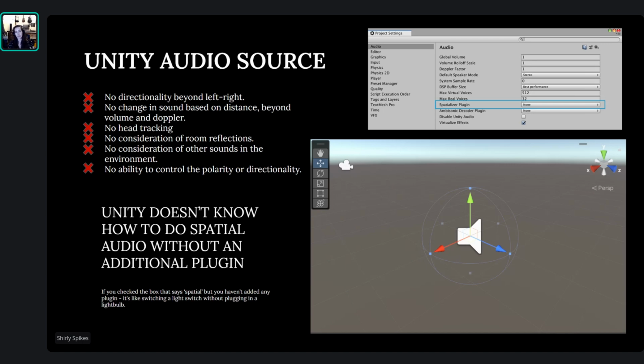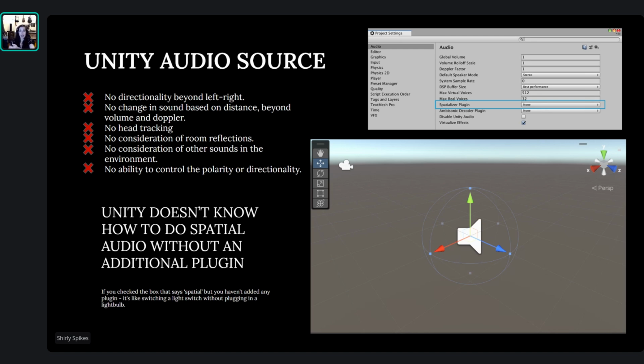But what it doesn't give you is all of this information that I mentioned beforehand. It doesn't give you directionality beyond left and right. It doesn't take into consideration the room that you're in. It barely gives you any control of how the sound is being played in the space, and it doesn't sound like you're in the space. It sounds pretty simple. And we usually refer to it as 3D sound, not as spatial sound.